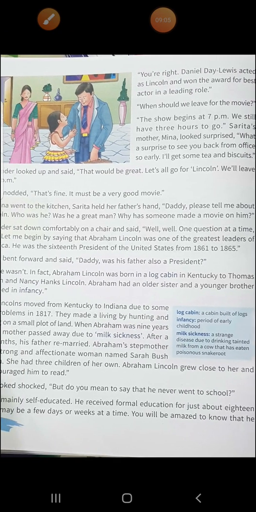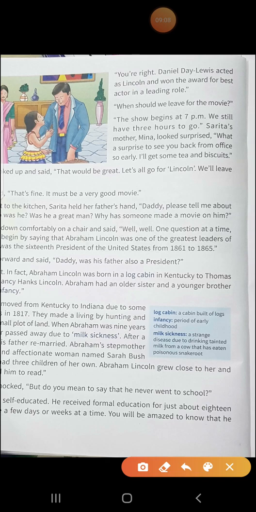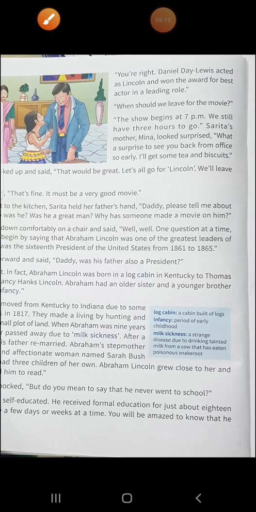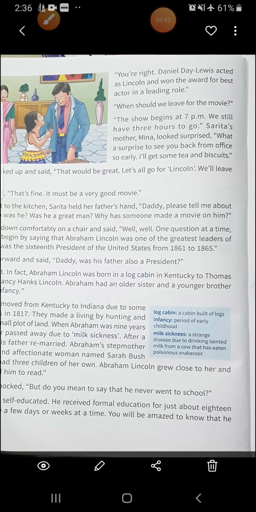Now let's read the next page. See, I'm reading from here. You are right. Daniel Day-Lewis acted as Lincoln and won the award for the best actor in a leading role. And Joginder said that yes, you are right. Daniel Day-Lewis is the actor who won the award for the best actor in leading role. Leading role means the one who played the main role. And what role did he play? He played the role of Lincoln in the movie Lincoln. So he was the main character.